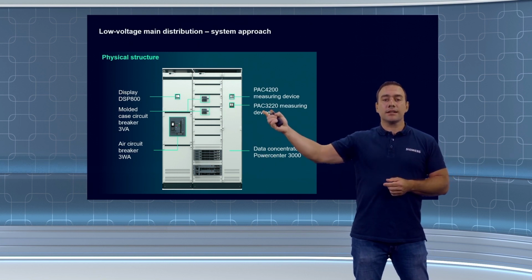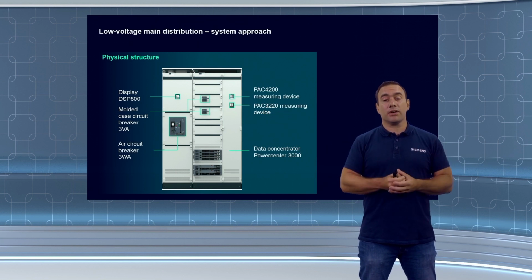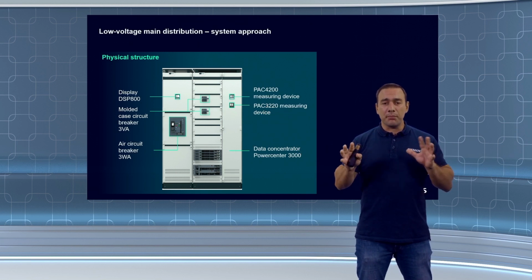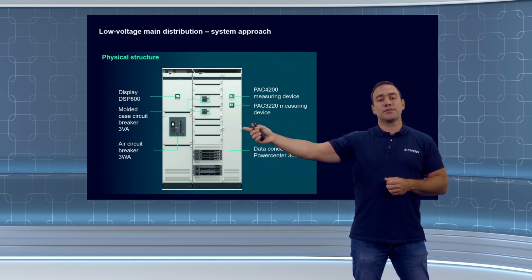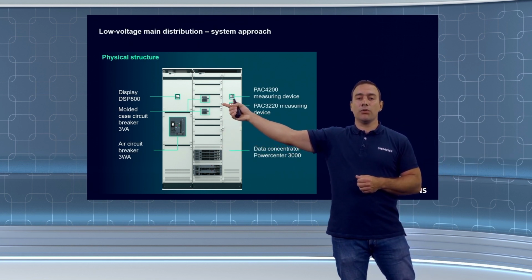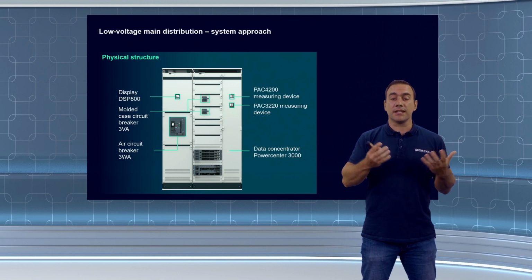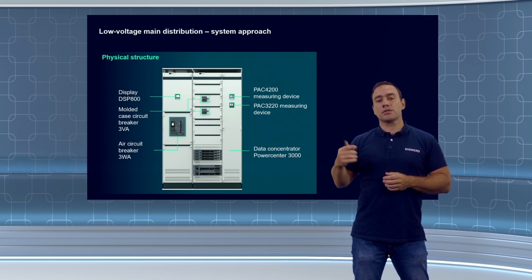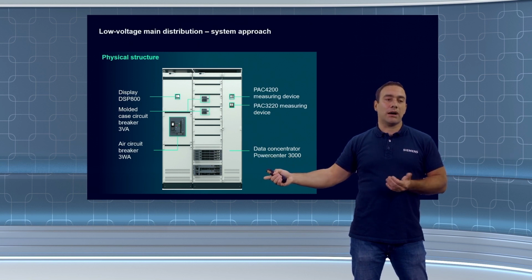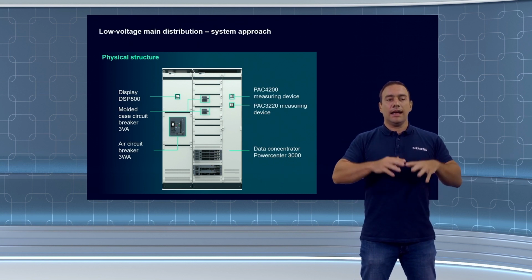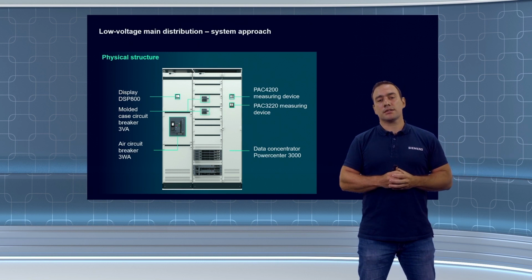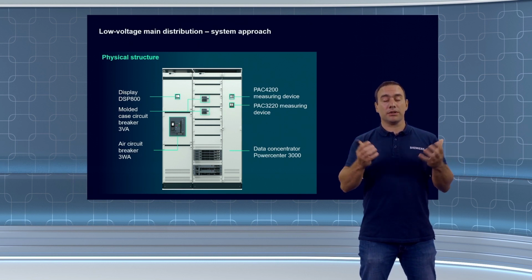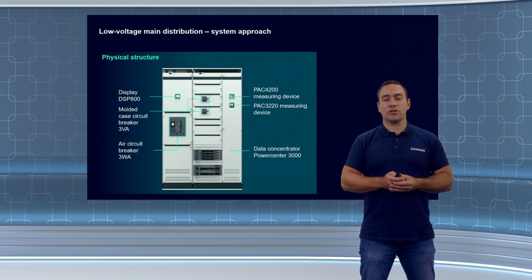You have some classical meterings or measurement devices. And in some cases, you also have some display functionality over there within, for example, the DSP-800. In some of the plants, there are also some data collectors, just like the Power Center 3000. And mostly these products that are communicative capable devices are interlinked to each other.